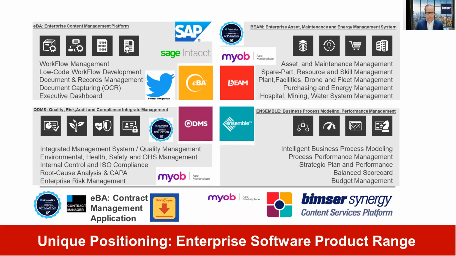Since 1998, we developed these four products, just like Torsten mentioned. That's our specialty, and these are also certified solutions by Acumatica, so that's very complementary. We have EBA. EBA is our workflow engine. It helps companies basically automate their business processes. We have BEAM, just like Torsten mentioned earlier. It helps companies manage their assets, machinery, equipment, and their maintenance operations. We also have QDMS for quality management, and Ensemble for business process modeling and performance management.